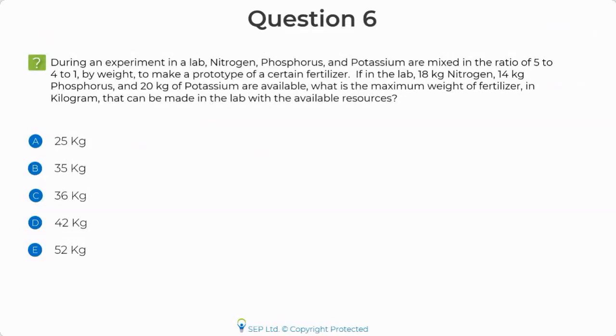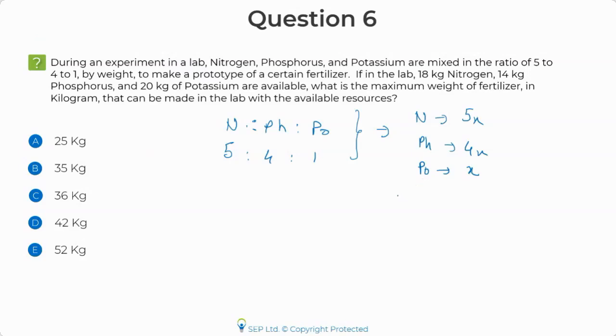Right. So here what they're saying is that in the experiment, nitrogen, phosphorus, and potassium are being mixed in the ratio of 5:4:1. So if you have done my previous webinars, I think I might have told you that whenever you see a ratio like this, if you want to write them in absolute values, it is best to write them as say 5x, 4x, and x.